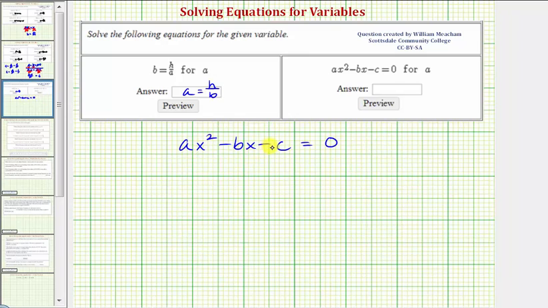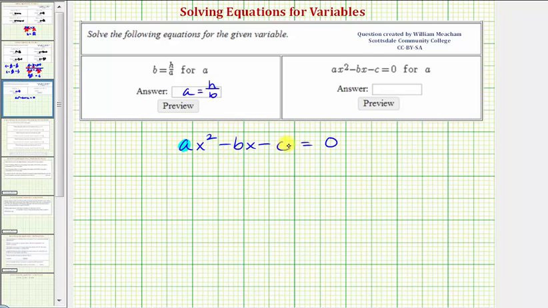Next we have the equation ax squared minus bx minus c equals 0. We want to solve this equation for a. Notice a is here, the coefficient of x squared. So our first step is to isolate the ax squared term. So we don't want this minus bx and minus c on the left side with the ax squared term.